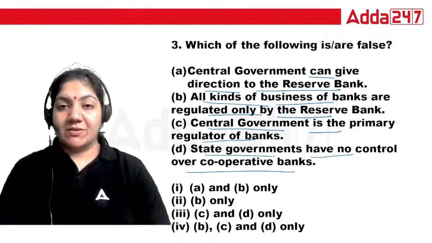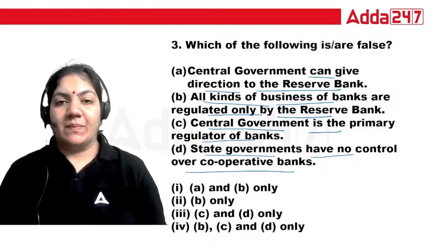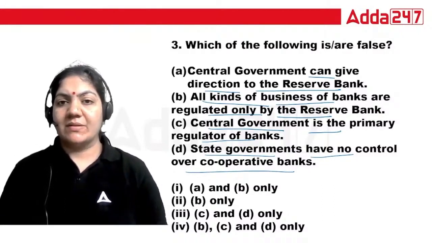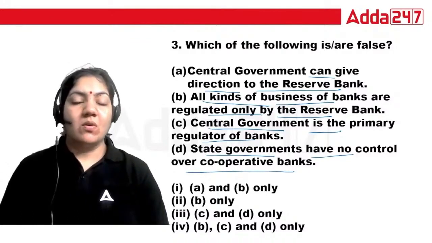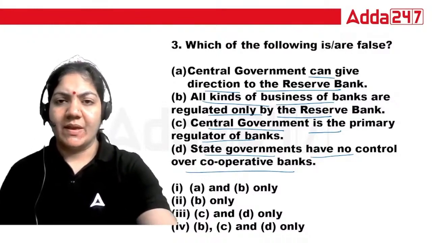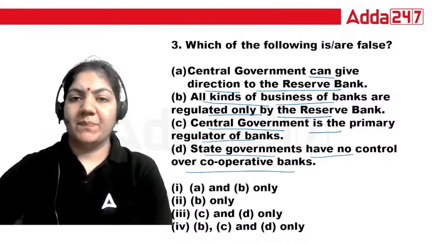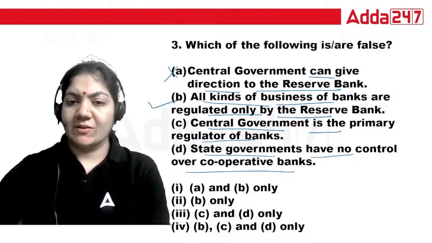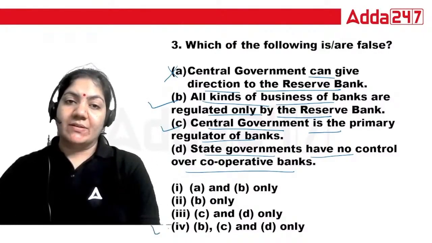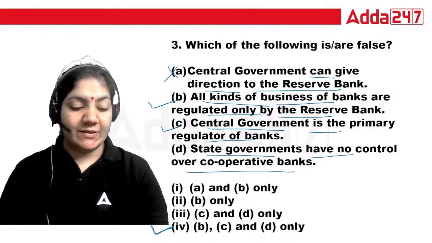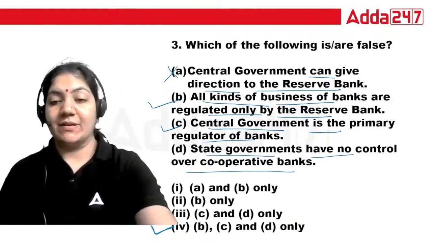Central government can give directions to the Reserve Bank. All kinds of business of banks are regulated only by Reserve Bank. Central government is the primary regulator of bank. State government has no control over cooperative bank. C, the central government can give direction to RBI, this is not the right answer. All kinds of business are regulated by Reserve Bank, yes. Central government is a primary regulator of bank, yes. State government has no control over, exactly. So guys, third one, fourth is the right answer. For the third question, guys, 4 is the right answer here.